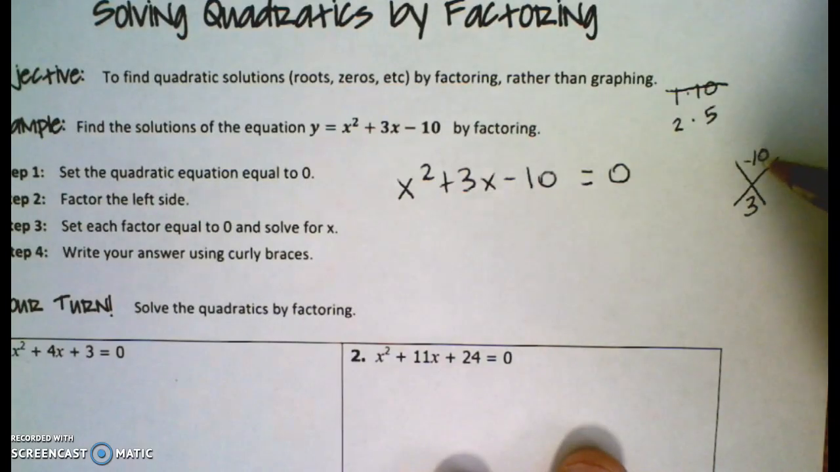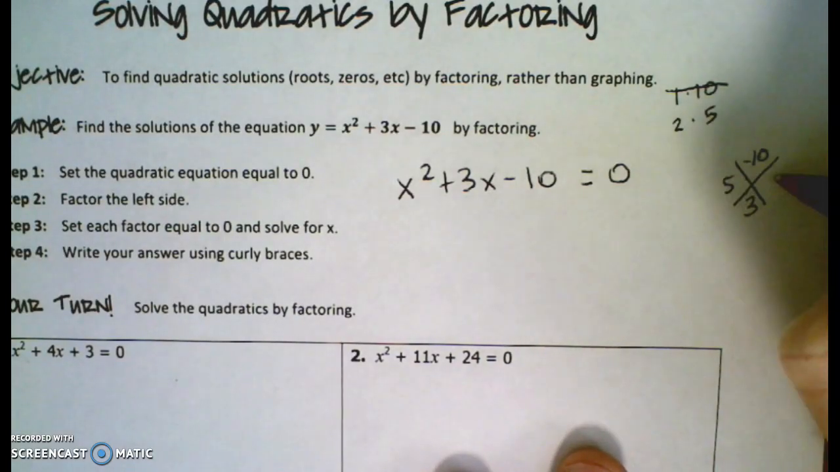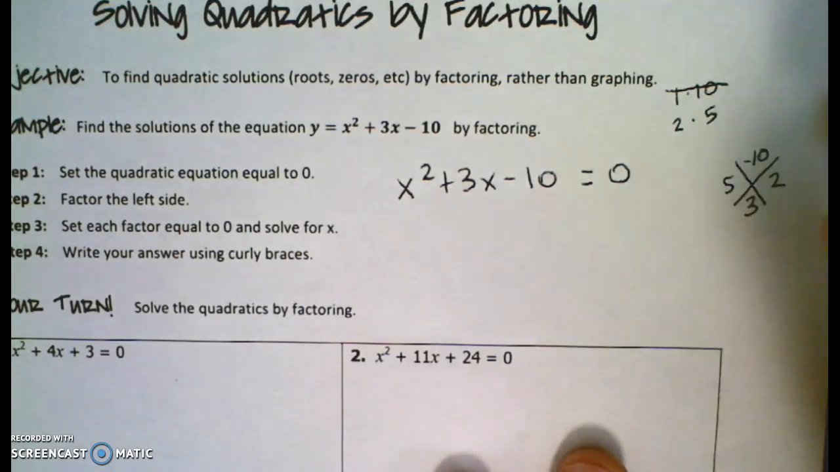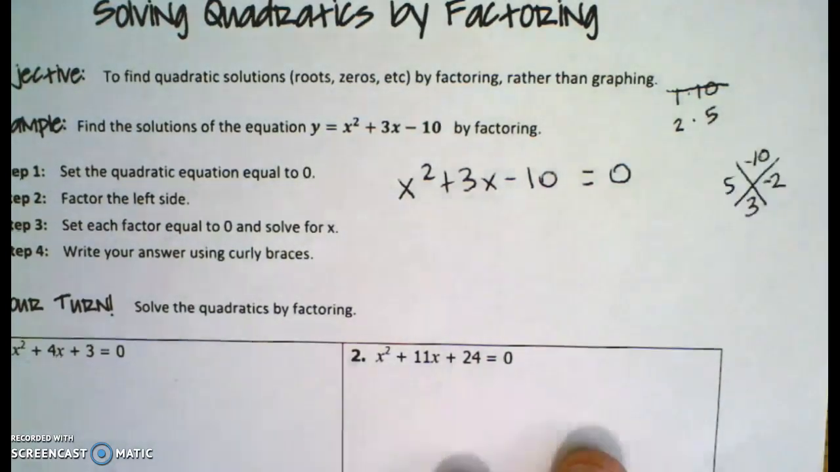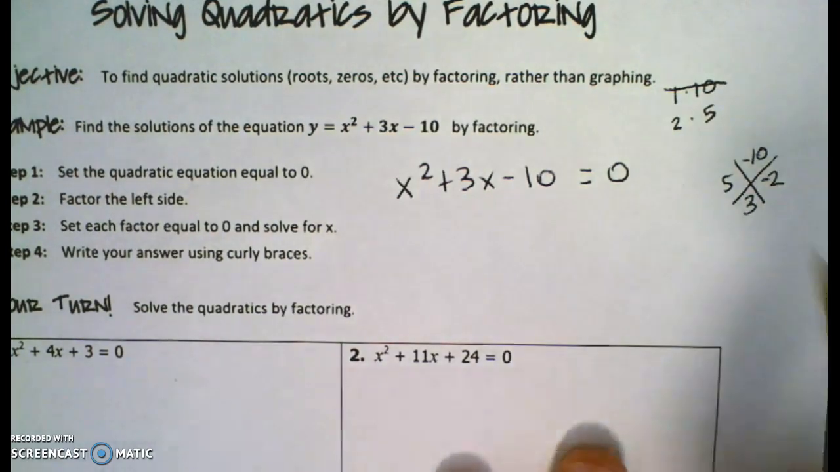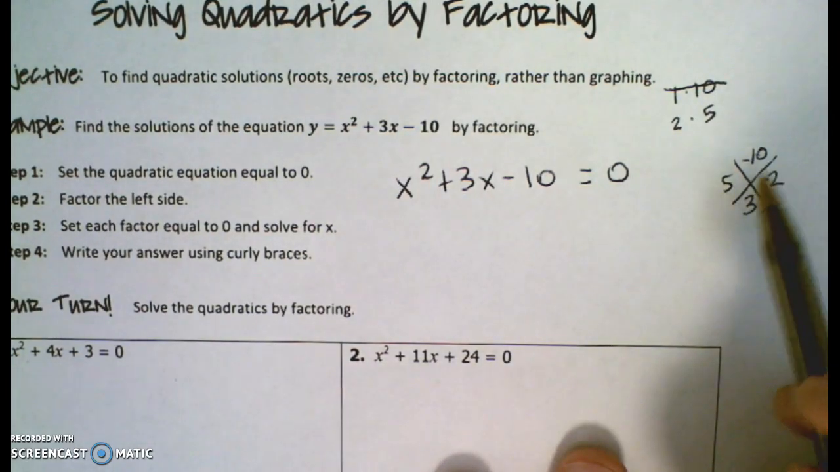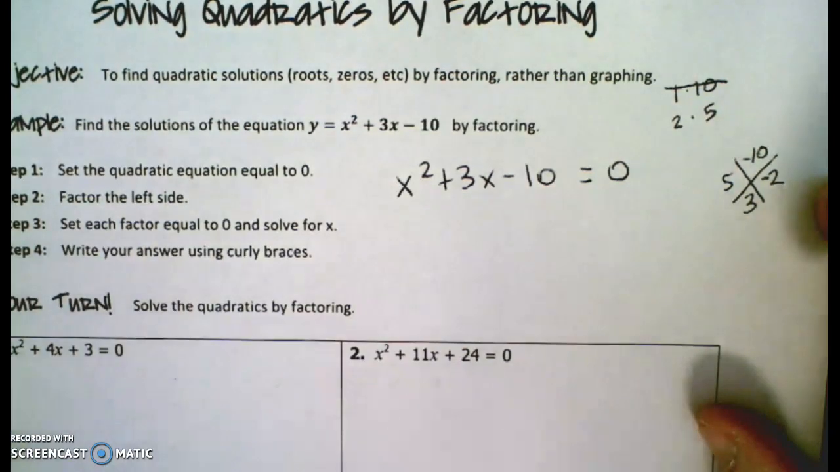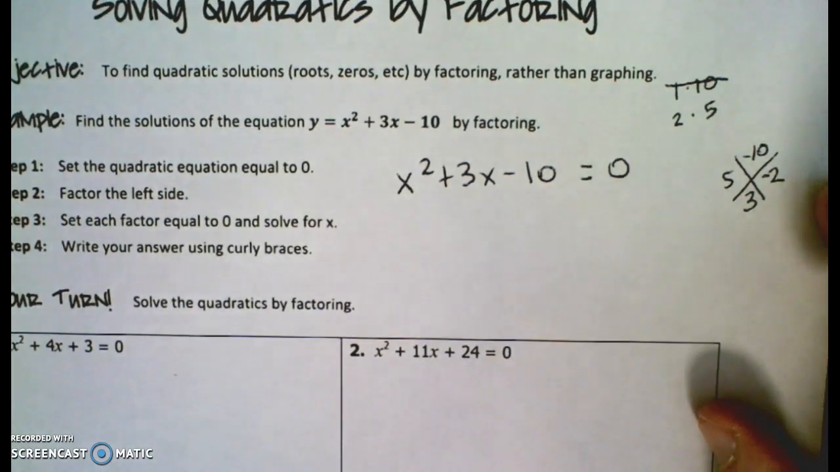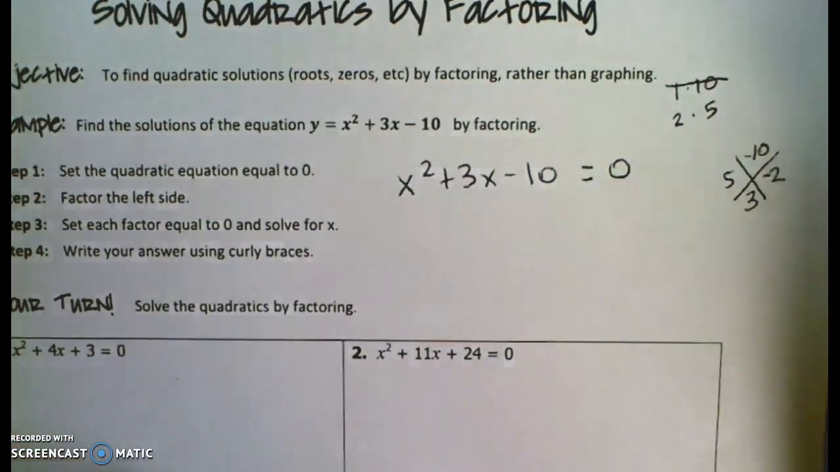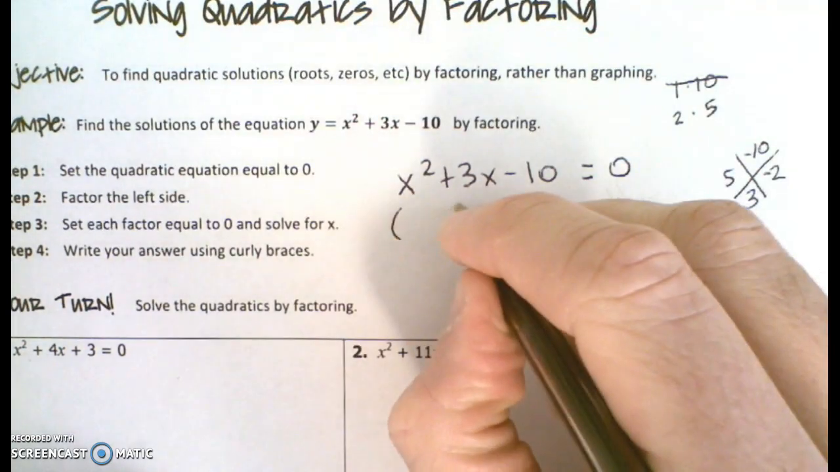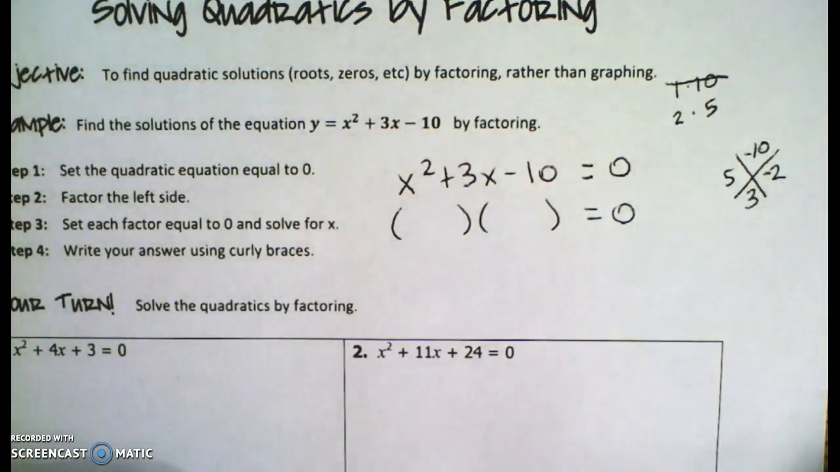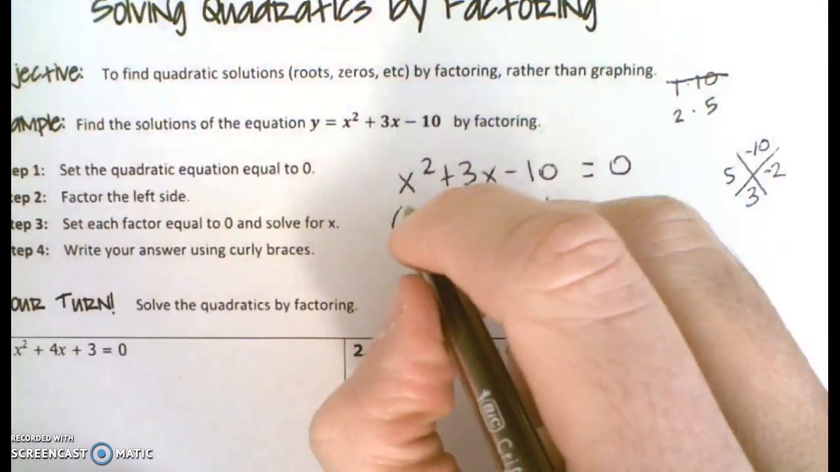Remember, when we're dealing with these, whatever the sign is of the number in the bottom, the bigger number should have the same sign. So in this case, the 2 will be negative. So my two factors that multiply to give me negative 10 are 5 times negative 2, and when you add those two together, they give you 3. So I can rewrite this. This is called factoring a quadratic. I can factor this into two things that multiply together to give me the original equation.